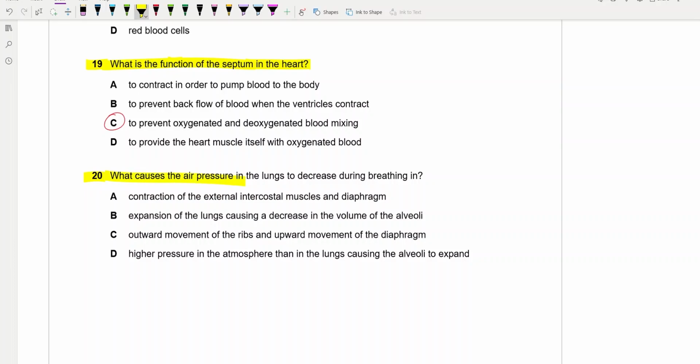Question number 20. What causes the air pressure in the lungs to decrease during breathing in? Option A, contraction of the external intercostal muscles and diaphragm. This would be the correct answer.